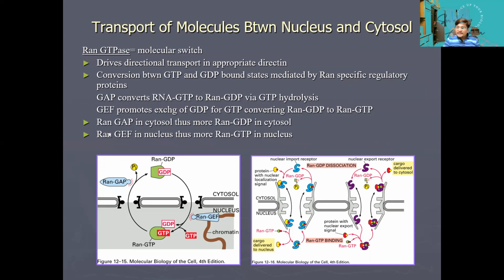Now, where exactly are these two proteins going to function? For example, Ran GAP is going to work in the cytosol so that it can convert Ran-GTP into Ran-GDP in the cytosol, whereas Ran GEF is going to be active in the nucleus, where it converts Ran-GDP into Ran-GTP by exchanging the GDP with the GTP.